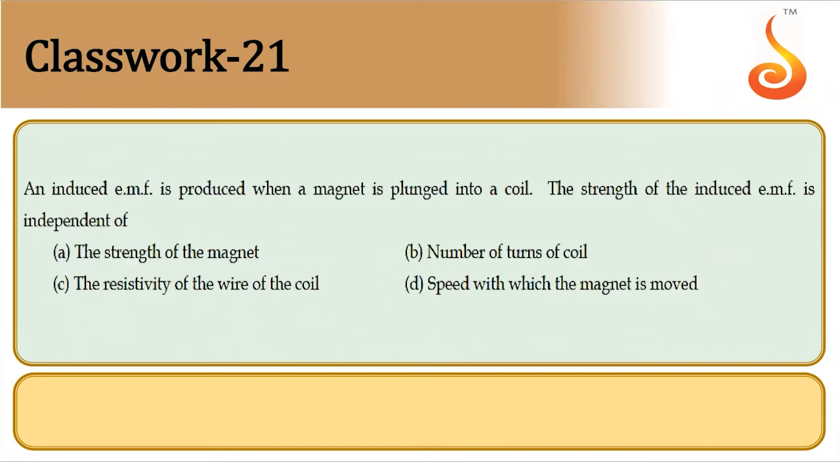An induced EMF is produced when a magnet is plunged into a coil. The strength of induced EMF is independent of: strength of the magnet, number of turns of coil, resistivity of the wire of the coil, speed with which the magnet is moved.